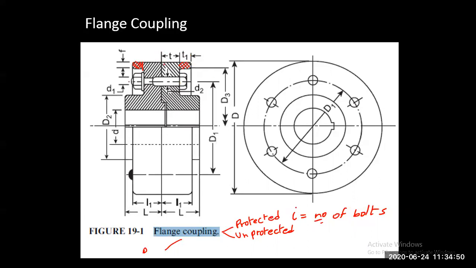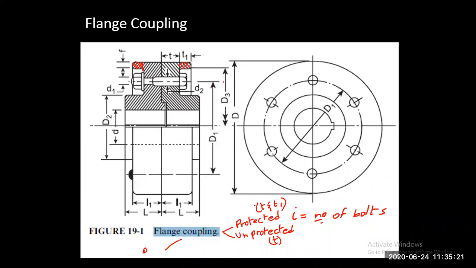You will find T, which is the thickness of flange. Both flanges are identical, so you will not decide this separately and this separately. What you decide is whether to write T1 or not. In case of protected, you need to find both T and T1. In case of unprotected, only T will be there, so there is no T1 and also there is no F. So there are very small differences between the protected and unprotected type of flange.